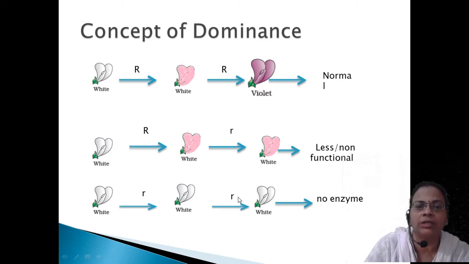And when both alleles are modified from the normal expression, that is recessive, they cannot produce enzyme at all, and the white will remain as white. I hope with this the fundamental basis of dominance is clear to you.